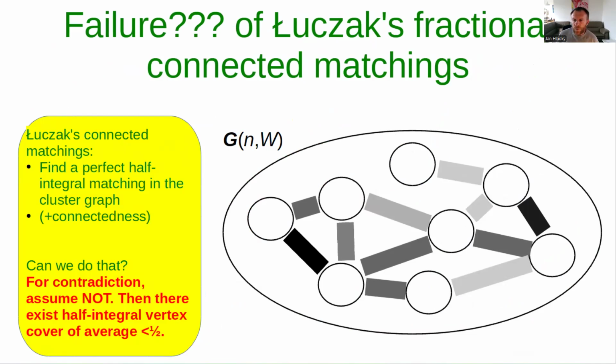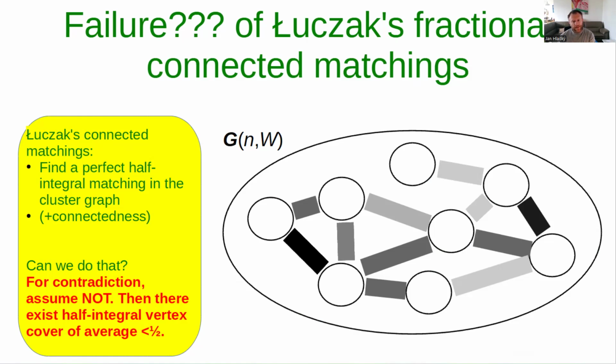Okay, so we are trying to deal with this unfortunate situation when Pósa's connected matching argument fails. So we cannot find a perfect half-integral matching in the cluster graph. By the LP duality, this failure implies the existence of a half-integral vertex cover in the cluster graph with an average weight strictly less than 1/2. Okay, and we want to find a contradiction, specifically to show that this implies our original graph W had a peninsula, which was forbidden in the conditions of the theorem.